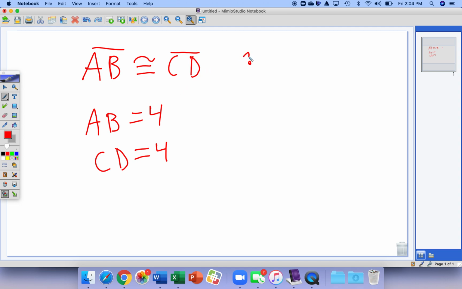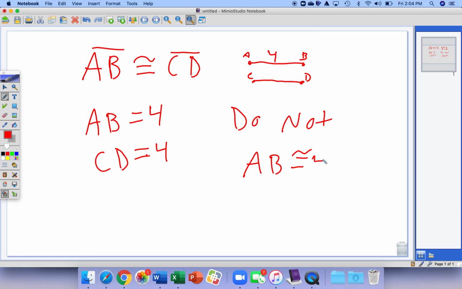so let's just draw it over here. Here's A, here's B, here's C, and D. So I said, oh, this is 4. And because this is 4, because that's 4, then this is also equal to 4 because they are congruent. Okay? We don't write this: AB is congruent to 4. We don't write that. Nope.